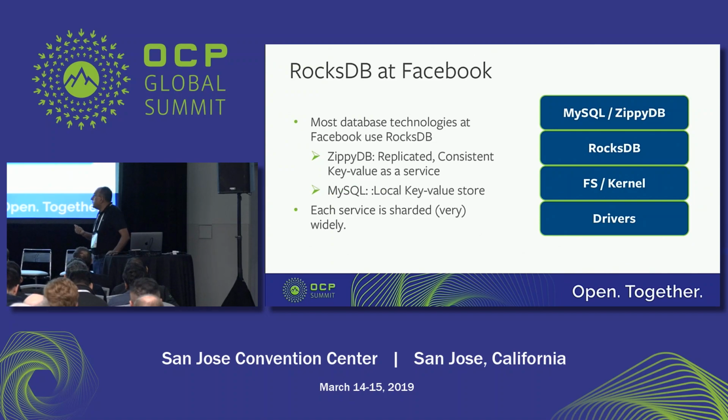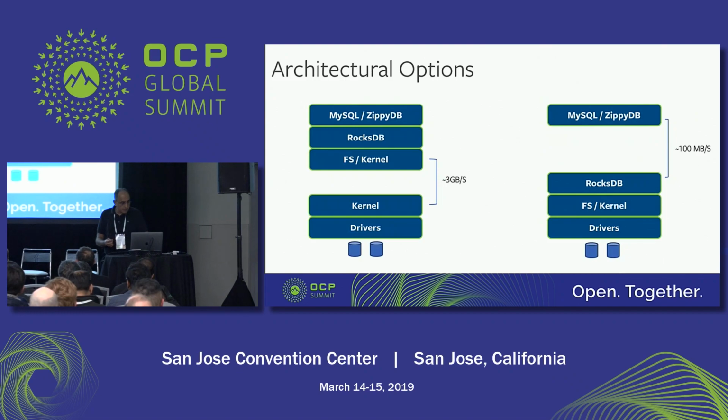So let's take a look at the application stack that runs on either the local storage or networked remote storage. What it typically looks like is a stack in which I have listed just a few of the components. There are drivers at the lowest level. There is a file system on top. And many of the databases we use are structured on top of RocksDB. And on top of RocksDB, there is typically a higher level database like MySQL or ZippyDB. These services are sharded very widely. That's something we should always keep in mind.